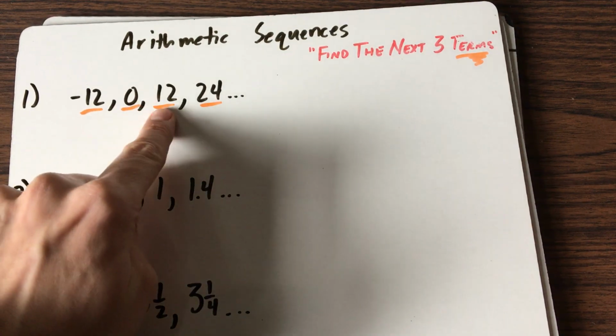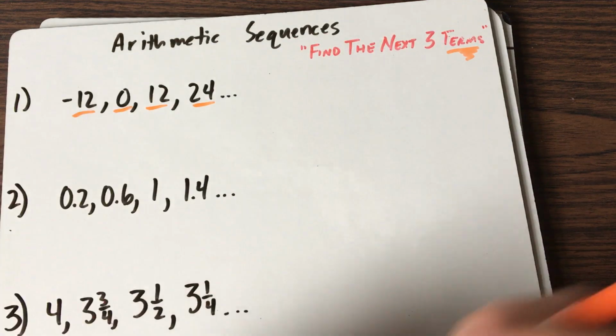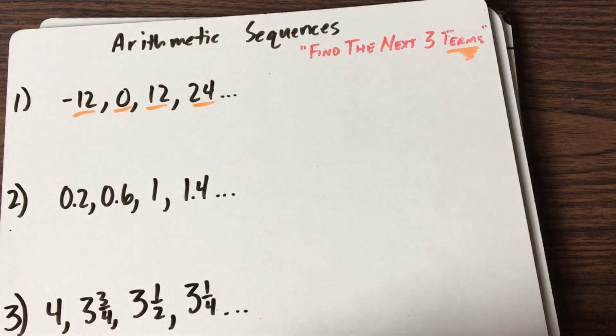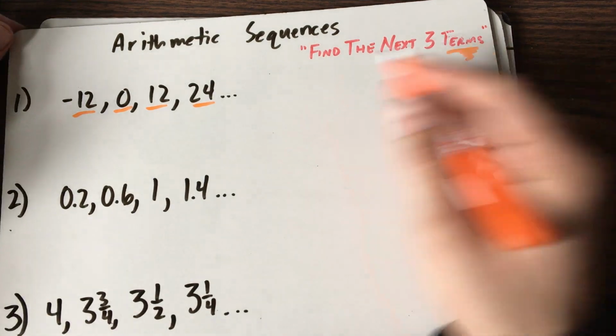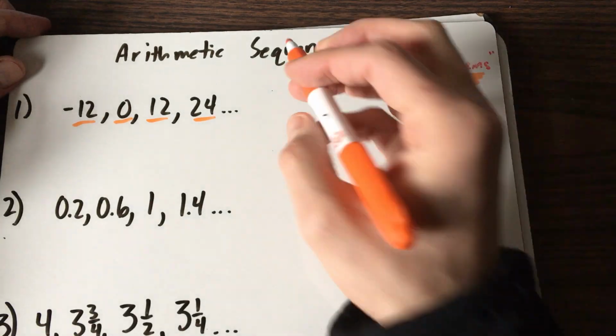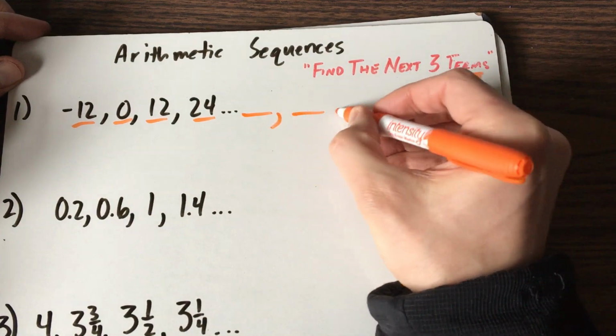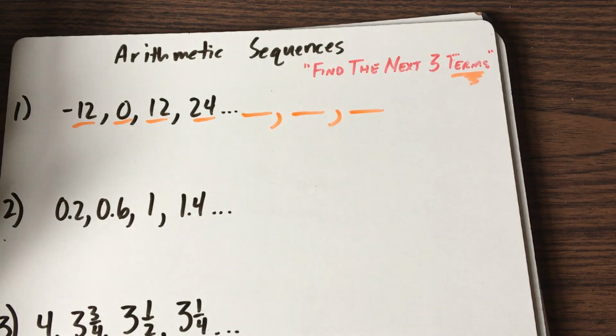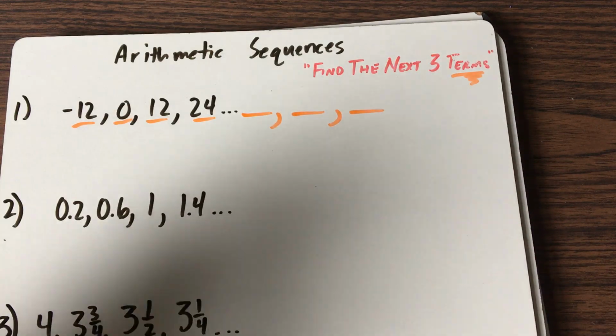0 is the second term. This is the third term. This is the fourth term. And so when you see the word term, that just means the order that it is in the line, right? The order that it is in the list. So if this question asks me to find the next 3 terms, I need to find the next 3 numbers in this pattern. You've done questions like this throughout elementary school and even like 5th and 6th grade.